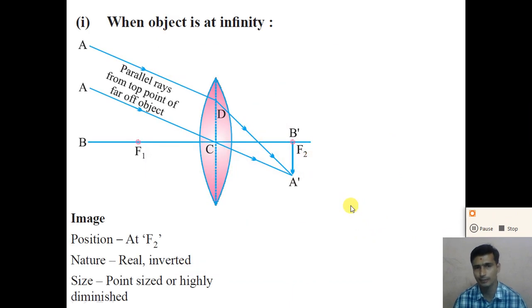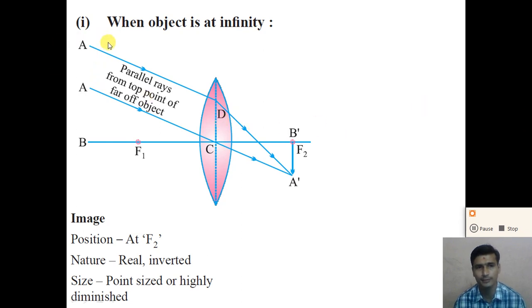So let us start with the first: when the object is at an infinite distance. What do you mean by infinite distance? When the object is at an infinite distance, that means the object is very far from the convex lens, and the rays emerging from the object, which is very far from the lens, are parallel to each other. So if we consider the object to be at an infinite distance, the rays coming towards the lens from the infinite distance are parallel to each other.